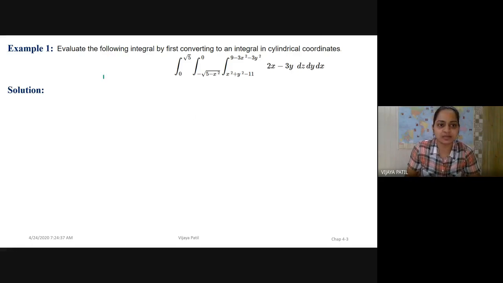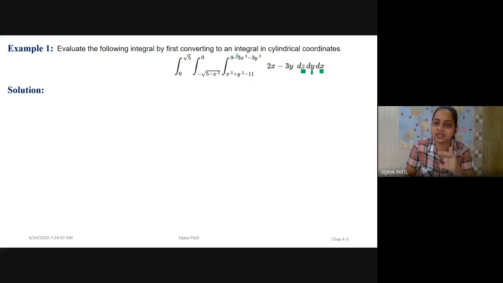Let us go for the first example. Evaluate the integral by converting to an integral in cylindrical coordinates. So this has been given to us. Always look at the lower and upper limit of each and every integral. Before that, understand which variables have been given. I've been given z, y, and x. These are the three variables given to me.